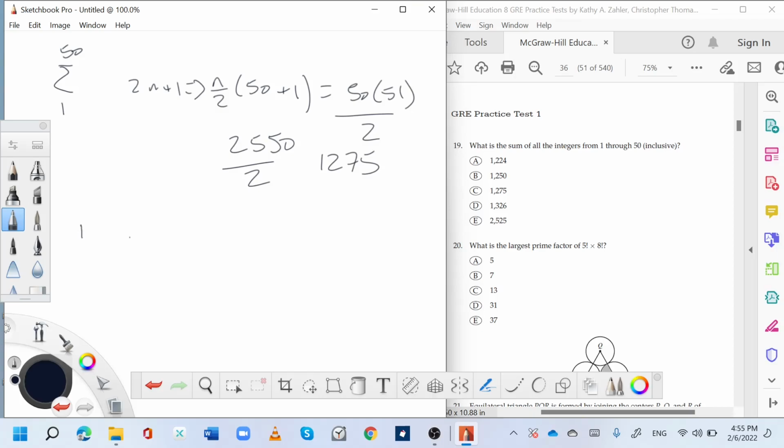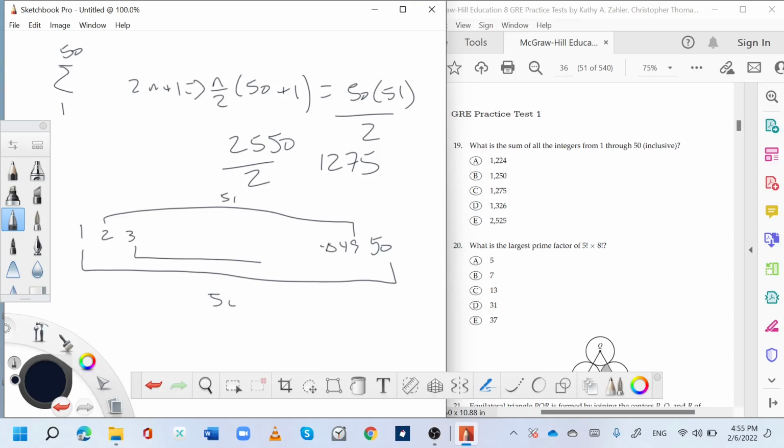Gauss looked at this by starting at the endpoints. Anyway, the story might be apocryphal, but you get 51. Then you got 2 and 49, and you sum those together, and you get 51. Then you got 3 and 48, and those sum to 51. You got 4 and 47, and you sum those together, and you get 51.